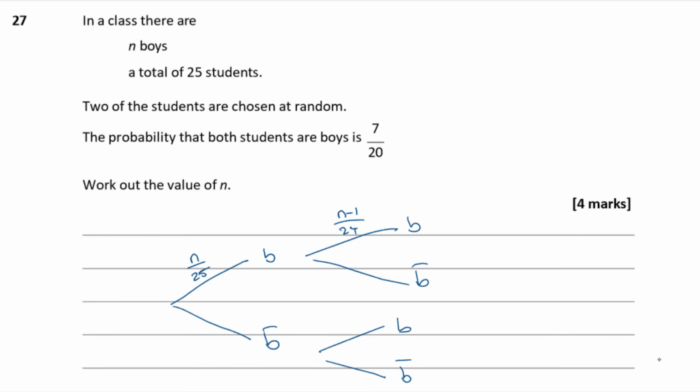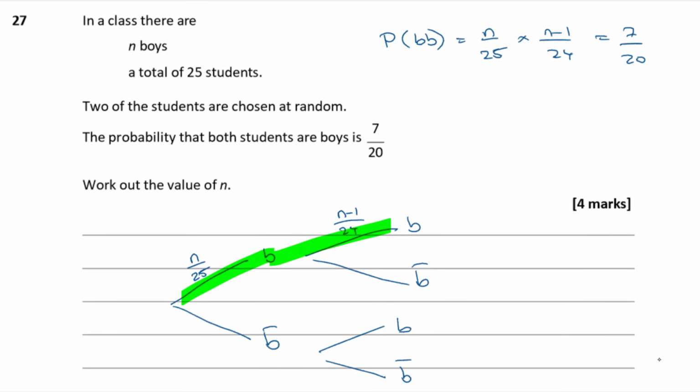Okay, so if you wanted the probability of two boys, it's going to be this route through the tree diagram, isn't it? It's going to be up here and then along here. So that would be the probability of n over 25 times n minus 1 over 24. And we know that the probability that both students are boys is 7 over 20, so we know the answer is 7 over 20. We want to find out n basically. So what we've done here is we formed an equation in n, which we now need to go on and solve.